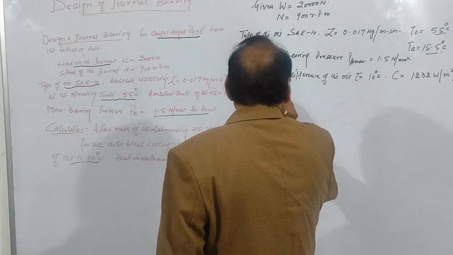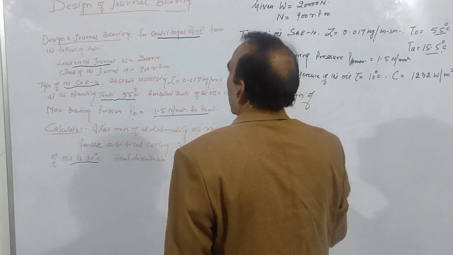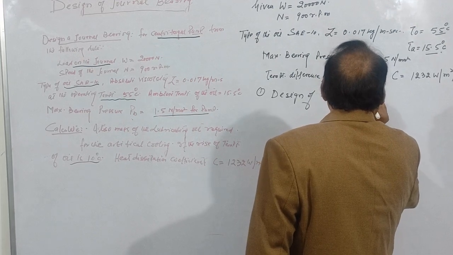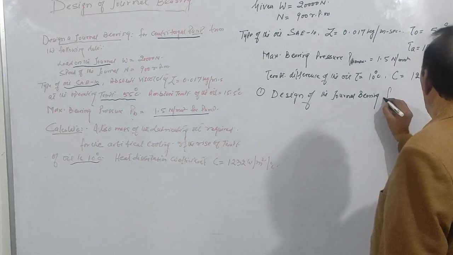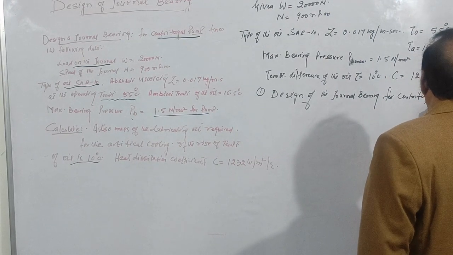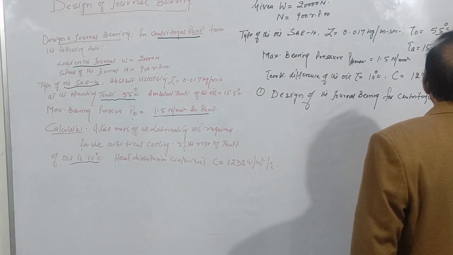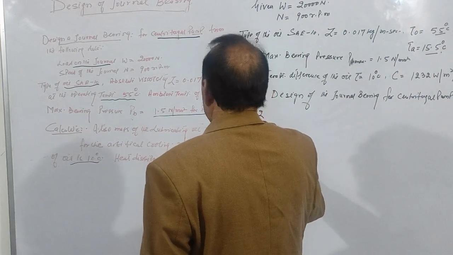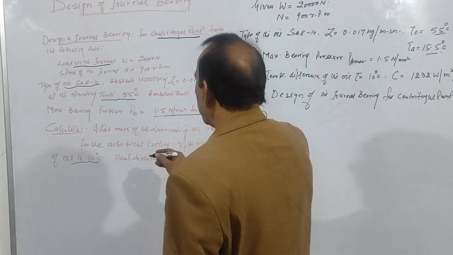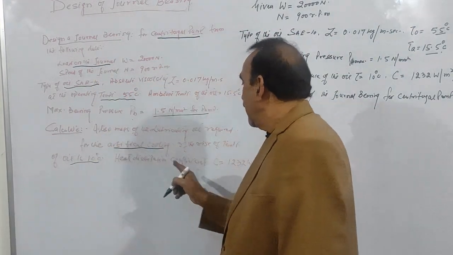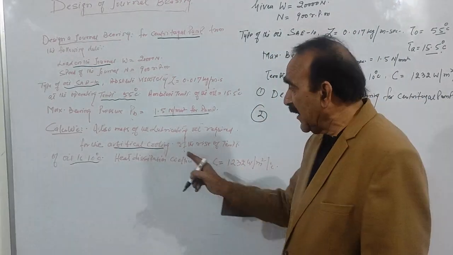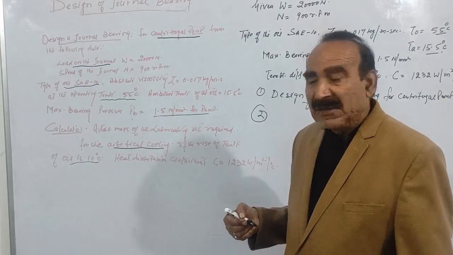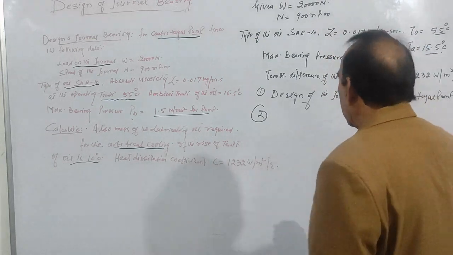First, what do you have to do? Design of the journal bearing for centrifugal pump. First thing, you have to design the journal bearing for the centrifugal pump. And the second one, what do you have to do? Mass of the lubricating oil required for the artificial cooling. The mass of oil that you need is for the artificial cooling, not the whole mass of the oil required for the heat generation. Okay? So the second thing you have to find is the mass of oil required for the artificial cooling.